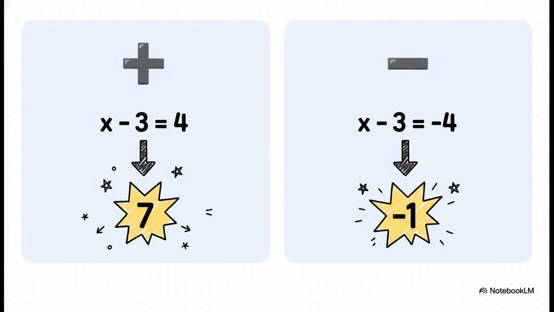This plus or minus sign forces us to consider two separate scenarios. Let's walk through them. In our first possibility, x minus 3 equals positive 4. To solve for x, we add 3 to both sides, and we find that x equals 7. In our second possibility, x minus 3 equals negative 4. We again add 3 to both sides, and we find that x equals negative 1. These are our two valid solutions to the original problem.